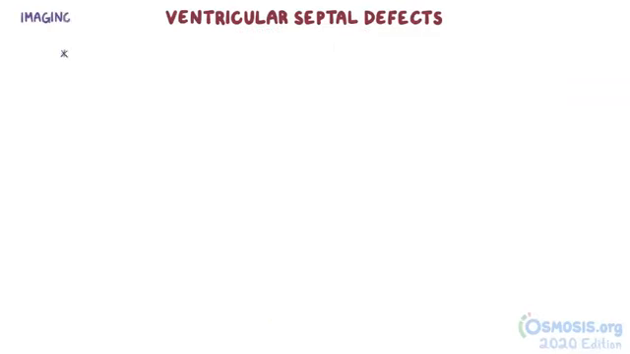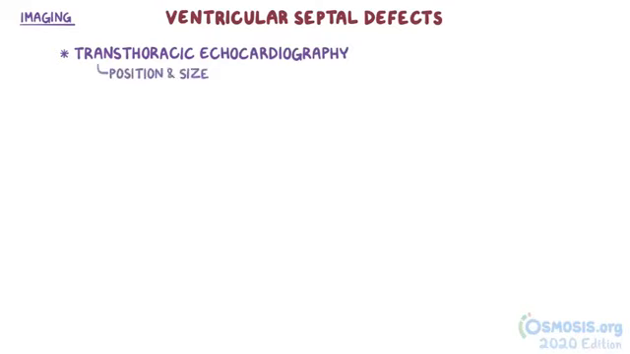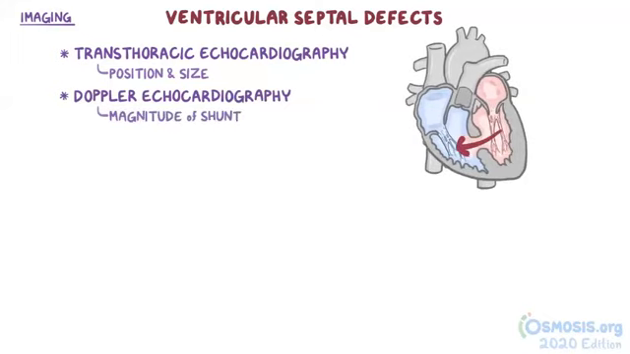In terms of imaging, transthoracic echocardiography is best at estimating the position and size of the VSD, and Doppler echocardiography can assess the magnitude of the shunt. It is usually the first and only test needed to diagnose a ventricular septal defect.